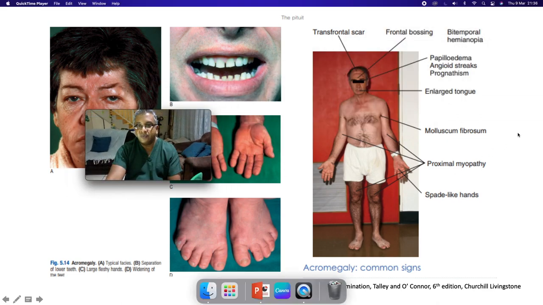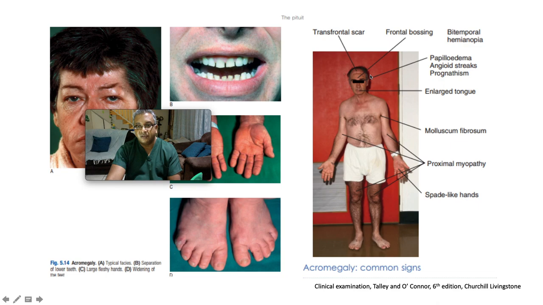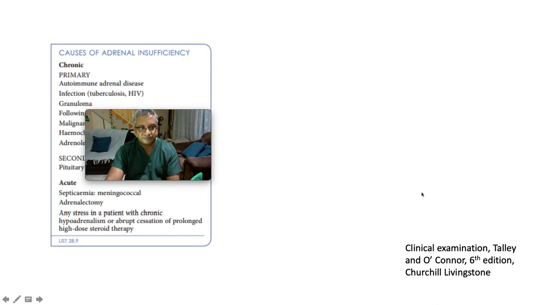Okay, so the common signs we have here: transfrontal scar, which may indicate previous pituitary surgery, and frontal bossing. The typical visual field cut is bitemporal hemianopia. But when you do fundoscopy, you're going to see papilledema and angioid streaks. When you look at the jaw, there's prognathism, an underbite, and widely spaced teeth, especially in the lower jaw, and an enlarged tongue, so macroglossia, molluscum fibrosum, proximal myopathy, and spade-like hands, okay?